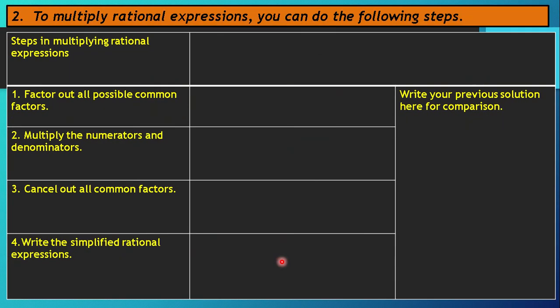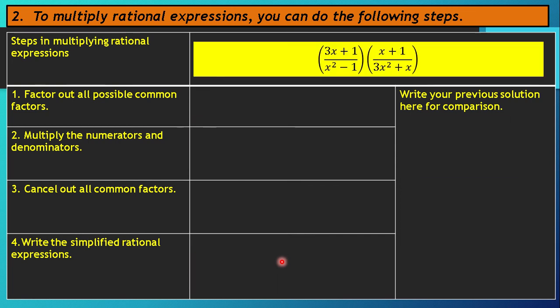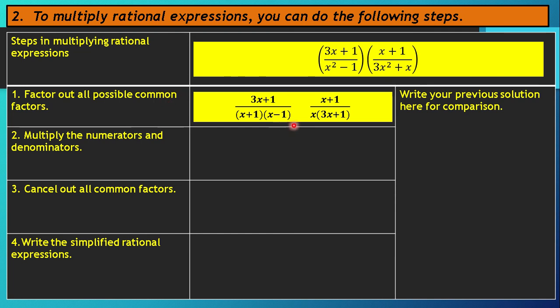Next, to multiply rational expressions, you can do the following steps. So ito yung number 2 kanina na rational expression natin. So we have to multiply these rational expressions. So step number 1 natin, factor out all possible factors. Yun. So yung first muna, yung first rational expression muna natin, 3x plus 1.